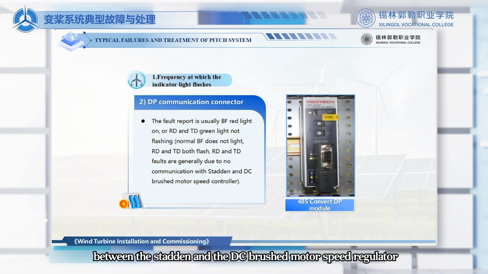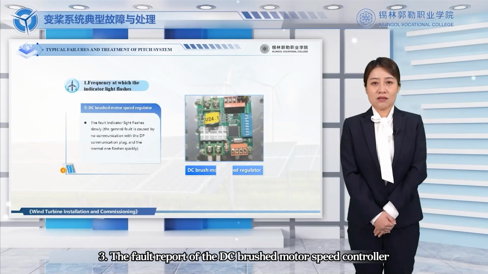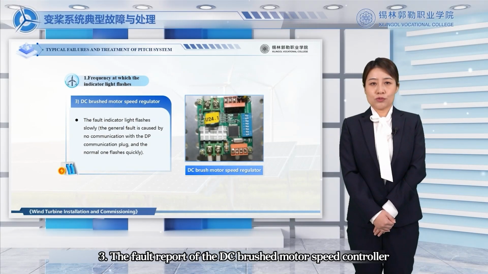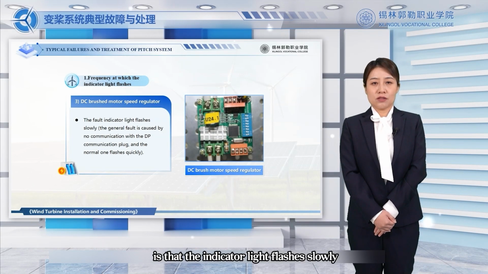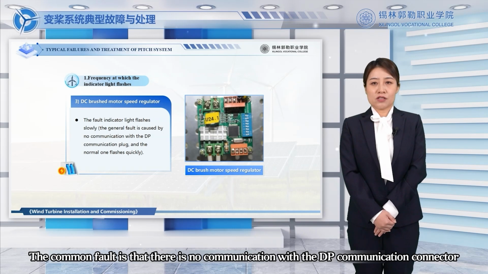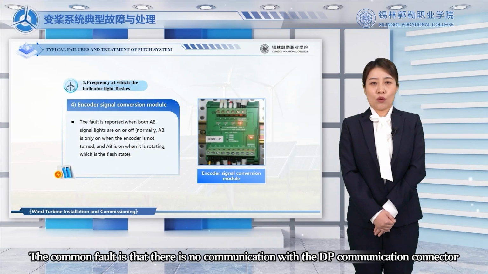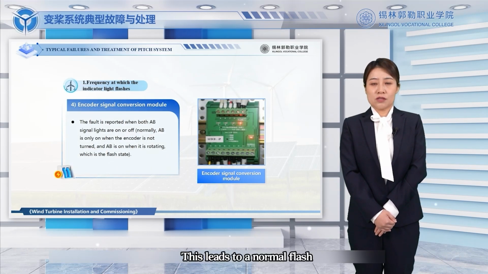brushed motor speed regulator. 3. The fault report of the DC brushed motor speed controller is that the indicator light flashes slowly. The common fault is that there is no communication with the DP communication connector. This leads to a normal flash.